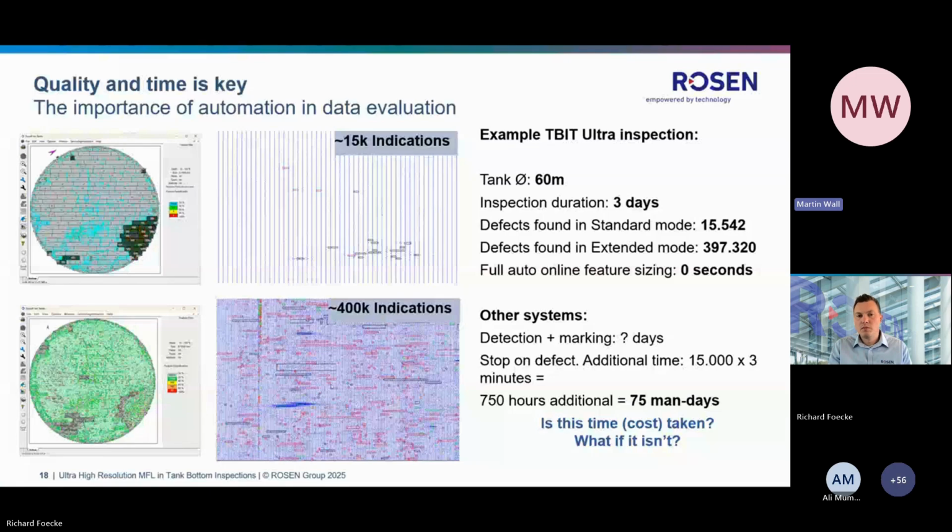The first question I have is from Rusian Teremblahov. Are the cleaning requirements for the tank floor different when performing standard MFL compared to ultra high resolution MFL?